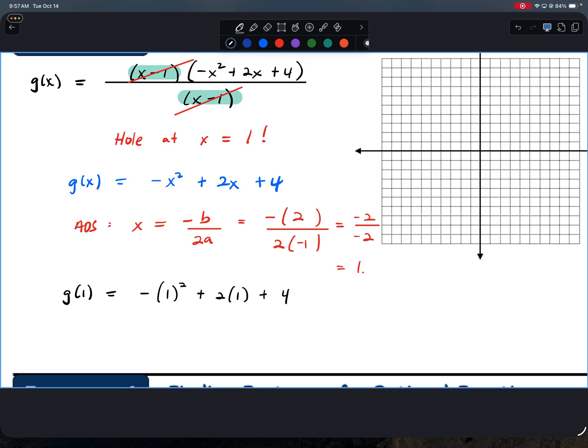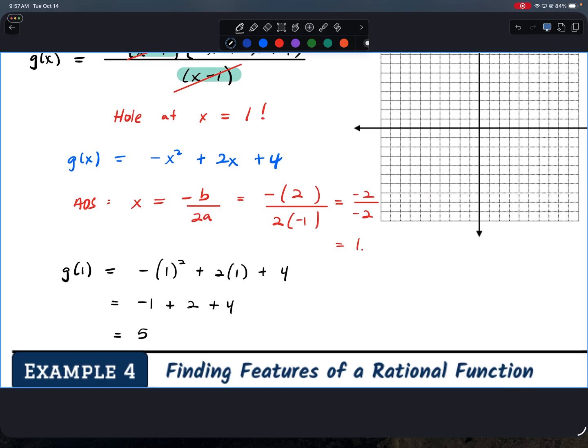PEMDAS. So you're going to do the power first. 1 squared is just 1. But let's make it negative. So negative 1 plus 2 times 1 is 2, plus 4. Negative 1 plus 2 is 1, plus 4 gives me 5. Okay? So the vertex, which in this case is also the hole, is at the point 1 comma 5.